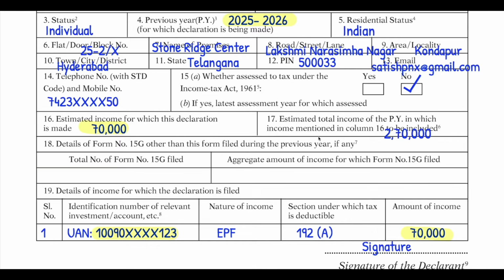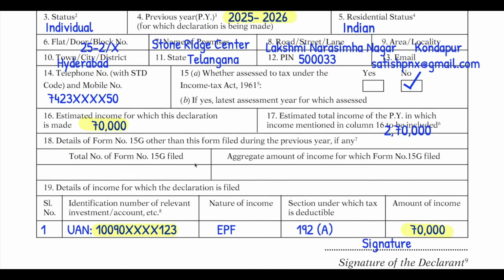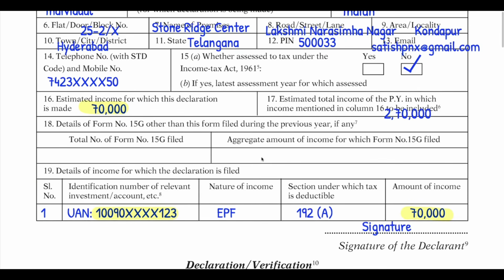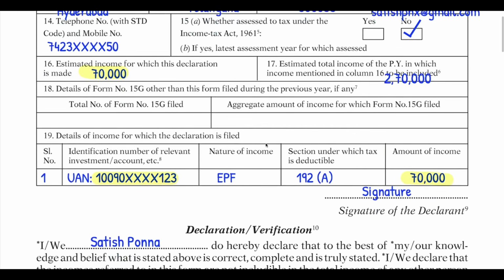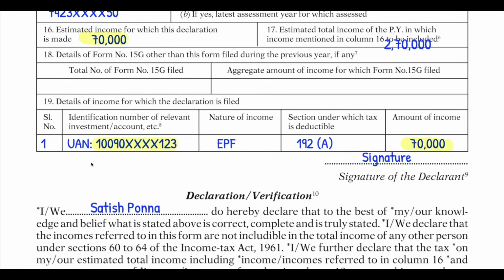In future, if you get a new job and your total annual income is above the income tax slab limit, then you have to file the ITR. Remember this. In field number 18, if you have submitted any previous Form 15Gs for bank FDs or recurring deposits or post office deposits, then you have to mention those details. Under total number of Form 15Gs, mention how many Form 15Gs you have submitted, whether it is 1 or 2. And under aggregate amount, mention the total amount for which you have submitted the Form 15G.